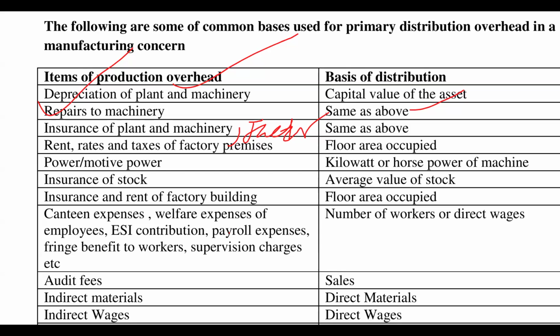Insurance of the plant, insurance of the machinery. As long as you are insuring the non-current asset and you are given the value of that asset, please use the book value of that particular asset.